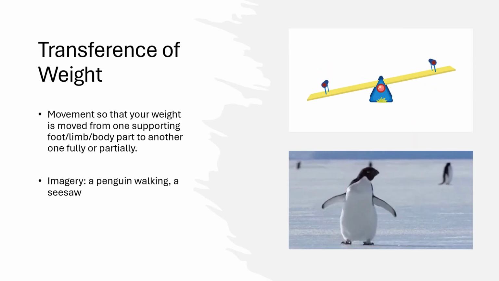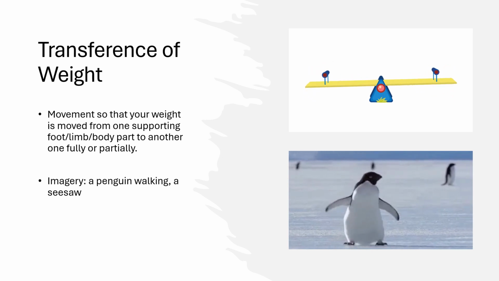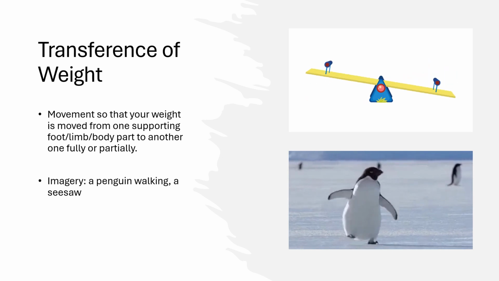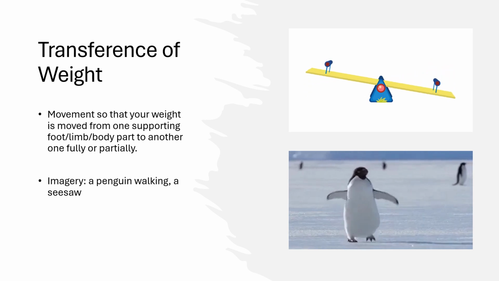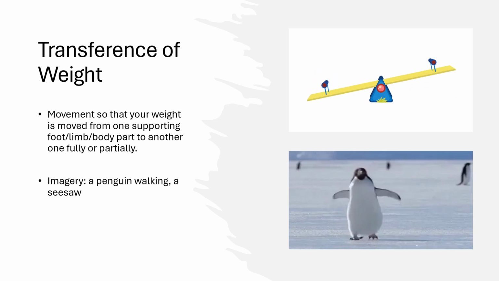Finally, transference of weight. So movement so that your weight is moved from one supporting foot, limb or body part to another one fully or partially. So 2 pieces of imagery here. Like a seesaw, imagine you're on a seesaw and you're transferring your weight from one side to the other. Or, if you like animals, a penguin. So penguins waddle, they transfer their weight quite obviously from one foot to the other.